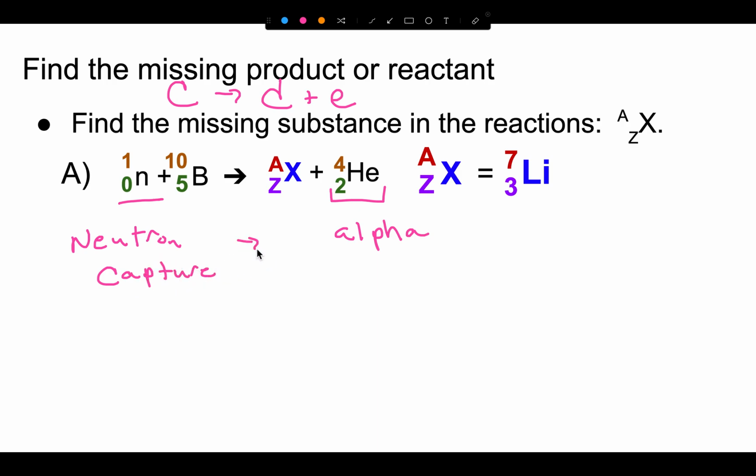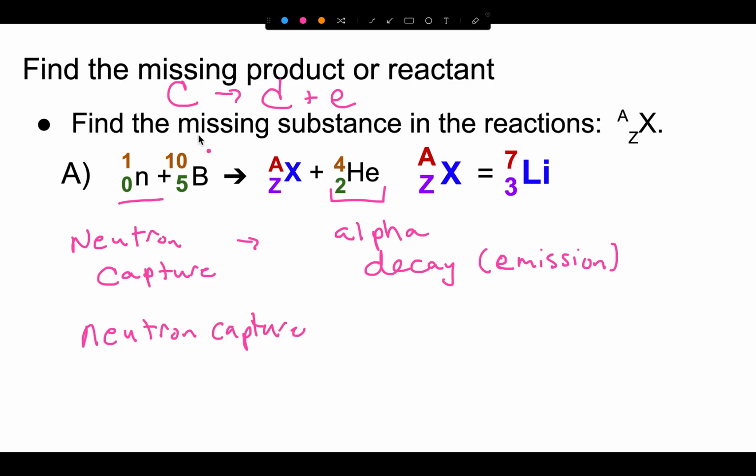And then we have the arrow. And decay. I tried not to use the word emission too many times, but the word emission means the same thing. So decay or emission happens on this side. And then we name the reaction based on what we see. We see a neutron capture. And that would be the name of this process that's happening here.